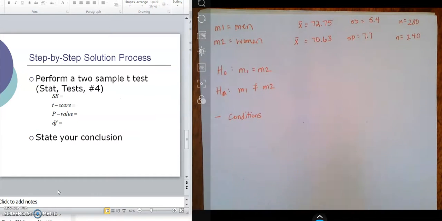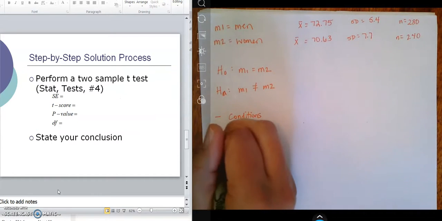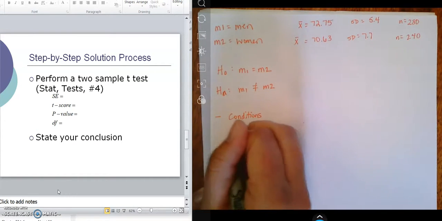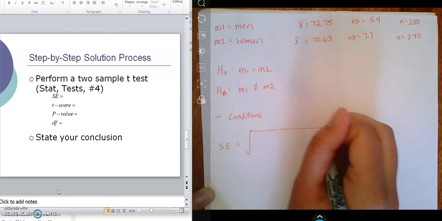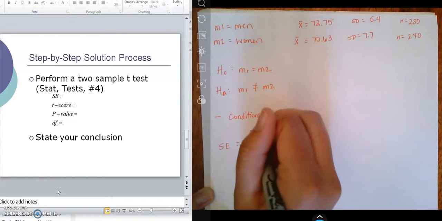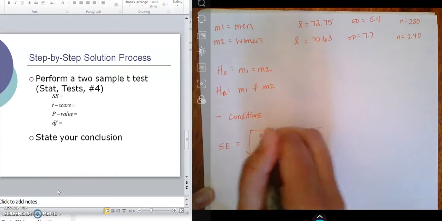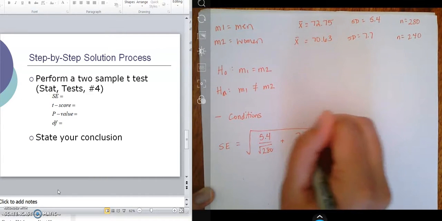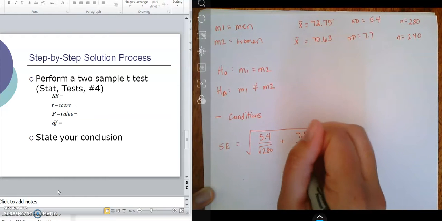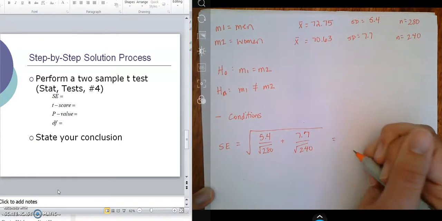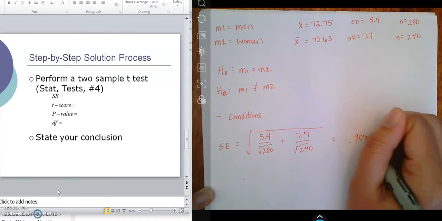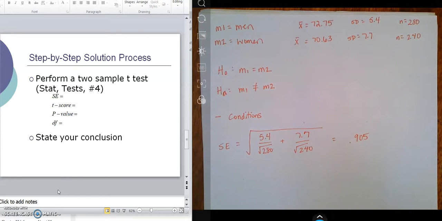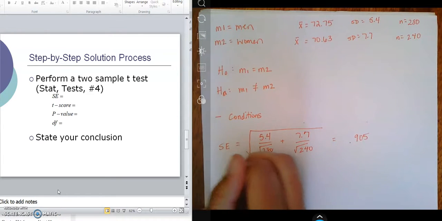After that, okay, it wants a couple of things. We're going to go ahead and get standard error. It is this giant square root formula. It is your standard deviation of men, which is 5.4, over the number of men that were sampled, 280, plus the same thing for women. And when you put that in the calculator, you should get 0.905.